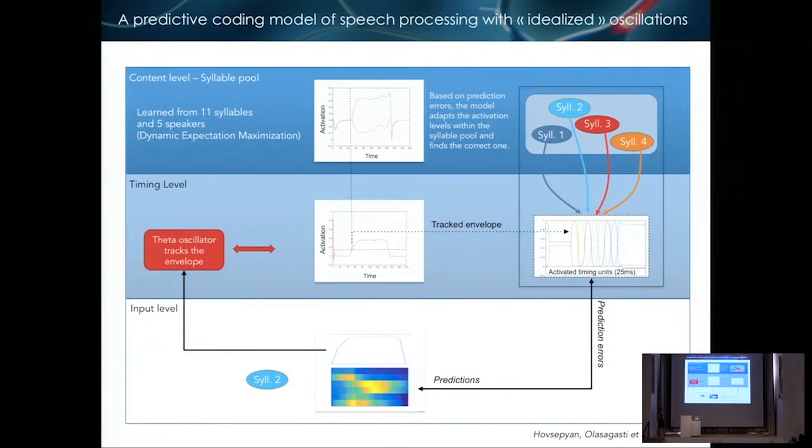So here we have syllable 2 that presents itself. The model is sort of at rest, and then there is a hesitation between syllable 2 and syllable 4. And by iteration and predictions and prediction errors, syllable 2 wins at the end.